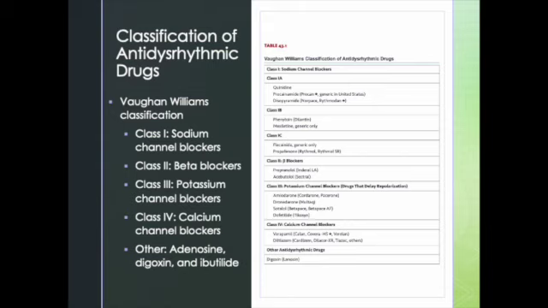Very similar to that of calcium channel blockers and beta blockers. However, they don't work directly on the atria and the ventricles.